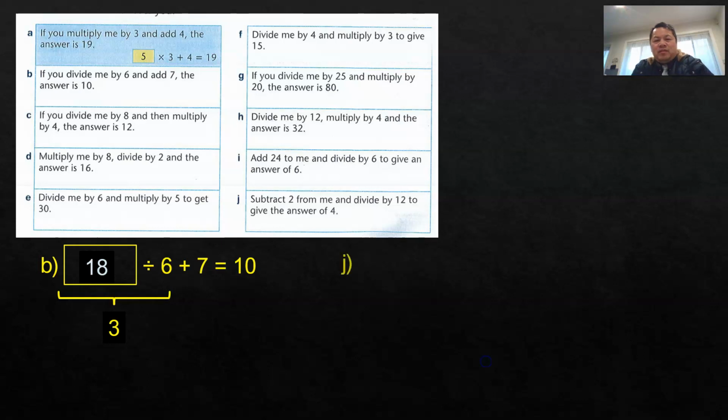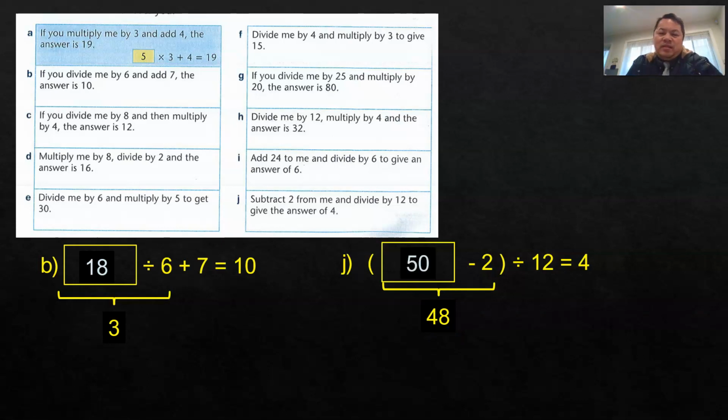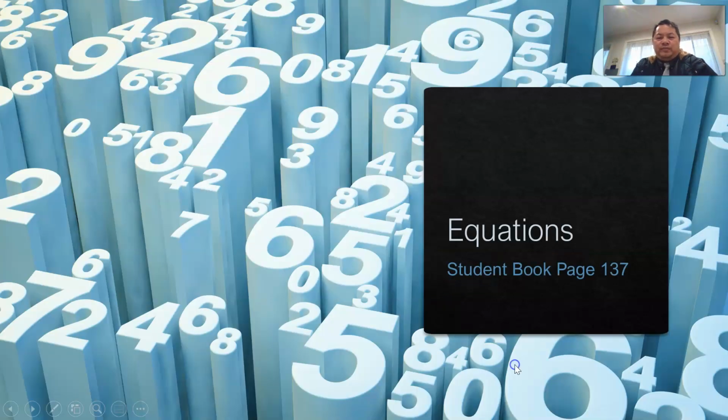Right? So having another example here, J. You have something, subtract 2 from it. So this number, you subtract 2, and then after that you divide by 12. Be mindful of the BIDMAS rule here. You have to bracket it first. So what divided by 12 will give me 4? So what is that thing? It seems like it's going to be 48. 48 divided by 12 will give me 4. So what minus 2 will give me 48? That's right, it's 50. So 50 minus 2, the answer, divided by 12 will give you 4.